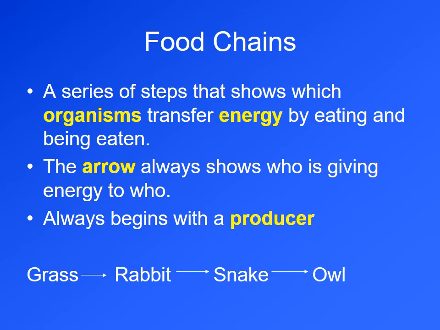Let's look at a food chain. A food chain is a two-dimensional representation of where the energy is flowing, a series of steps that shows where the organisms transfer the energy by eating and being eaten. The arrow always shows who is giving the energy to. It always begins with a producer. So we have the grass transfers its energy to the rabbit when the rabbit eats it. The rabbit transfers its energy to the snake when it gets eaten, and the snake transfers its energy to the owl when it gets eaten. This is called a food chain.